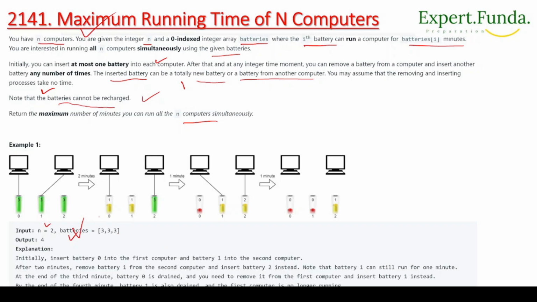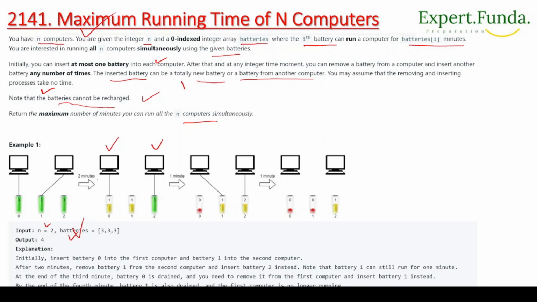So what is happening here? Initially we take one battery and insert it in the first computer, and battery 1 into the second computer. Then after 2 minutes we remove battery 1 from the second computer and insert battery 2 instead, and note that battery 1 can still run for 1 minute. At the end of the third minute, battery 0 is drained. You need to remove it from the first computer and insert battery 1 instead. By the end of the fourth minute, battery 1 is also drained and the first computer is no longer running. We can run the two computers simultaneously for at most 4 minutes, so we return 4.